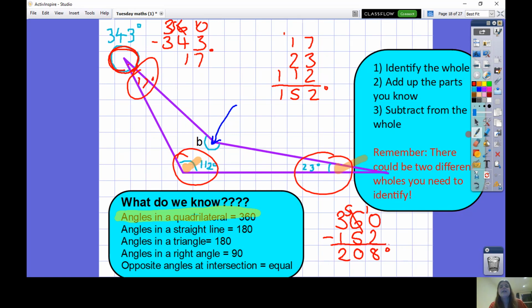208 degrees. Some of you might be finding this a bit tricky. Don't worry, this is a bit tricky. This is our final lesson on missing angles, and this is the bit where it does start to get quite challenging. If you are finding it tricky, just remember to go slowly, and remember only half of the questions will be this hard. The rest of them will just be normal quadrilateral questions.